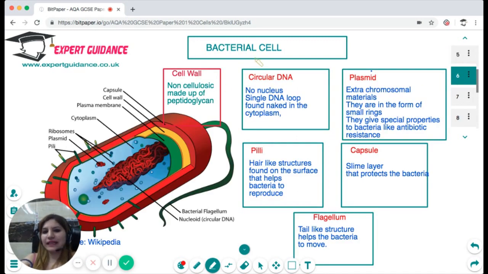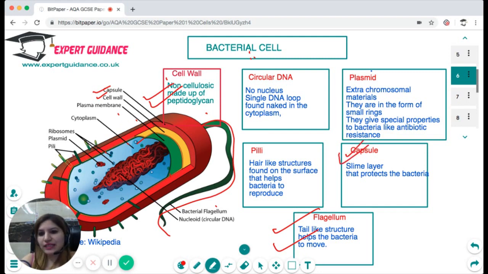Next is the bacterial cell. You should know a typical prokaryotic cell, which is a bacterial cell. Make sure you can label it. So you can see the tail-like structure, which is the flagellum, which helps the bacteria to move. Then it has a cell wall and the cell membrane. But the cell wall is not made up of cellulose. You have to remember here, it is made up of peptidoglycan. Then outside the cell wall, you see a slimy layer, which is a capsule, and this capsule protects the bacteria.